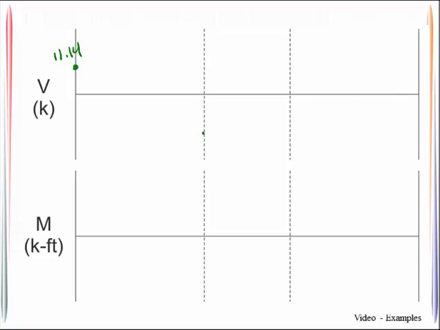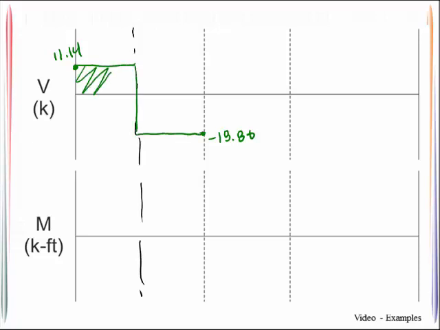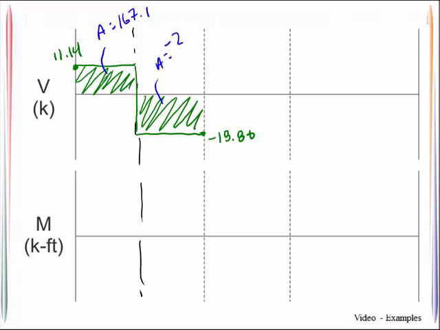11.14, negative 18.86. And if we were to come back through, we know we've got a point load here, which provides a discontinuity. With a point load, it would develop me a shear diagram that looks like this, which if I were to calculate areas under those, this would be 167.1, and that one would be negative 282.9.